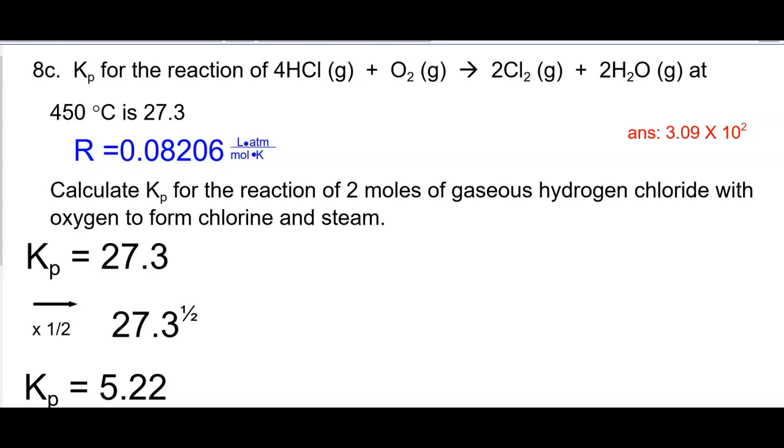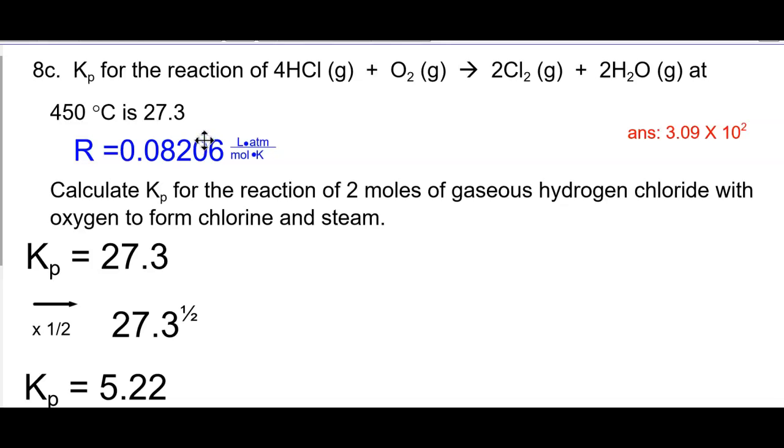Okay, for 8c, now we're given an equation, so a little bit different on 8c here. We're given an equation where it says the Kp for this reaction at 450 degrees Celsius is 27.3. So our Kp value, a lot of stuff in the way, but if you read this the way it's read, you will see that this is the equation, this is the temperature, and this is the value that they're talking about Kp to be. This is our R constant from the previous slide.